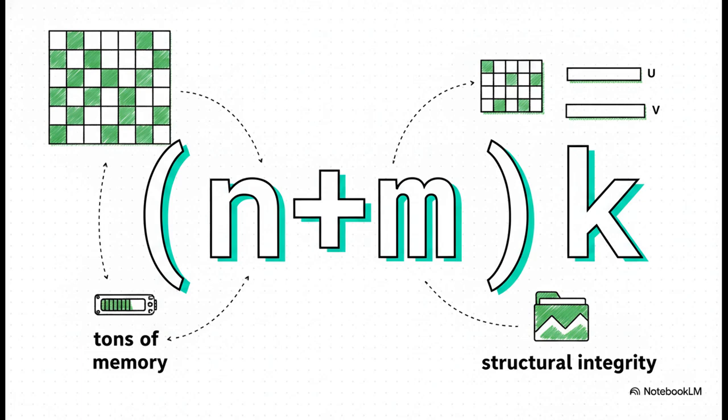Here is the absolute game changer, the raw computational power. Instead of storing n times m values for a whole image, which eats up tons of memory, SVD lets us store only (n plus m) times k values, where k is the rank we decide to truncate at. This simple algebraic reduction achieves massive data compression without completely losing the structural integrity of the file.